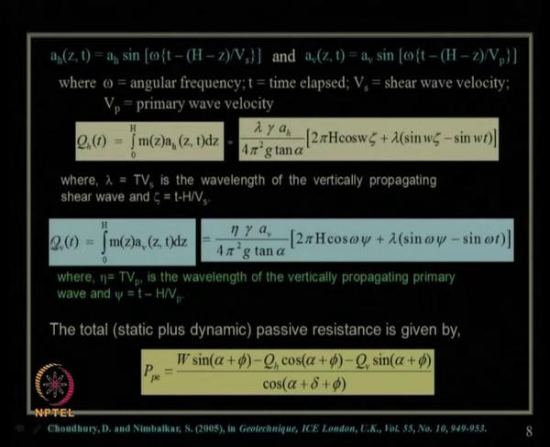Then the total seismic vertical inertia force can also be estimated in a similar fashion, that is, integrate over the entire height of the wall, 0 to h, m z times Av times Azt. On simplification that gives us this expression, where this eta is nothing but T times Vp, the wavelength of the vertically propagating primary wave, and this psi is nothing but t minus h by Vp.